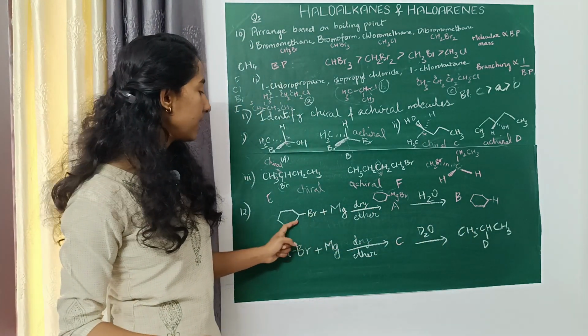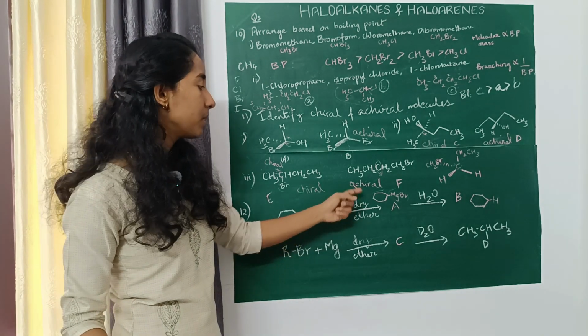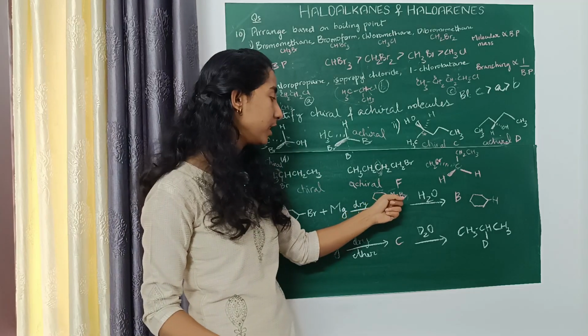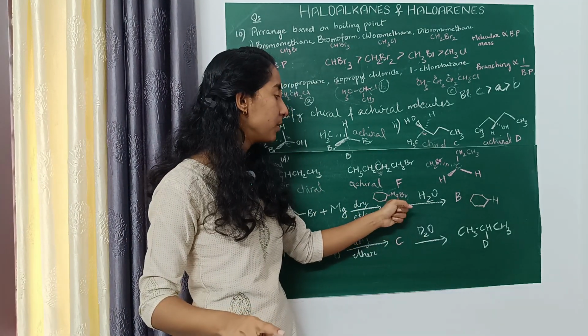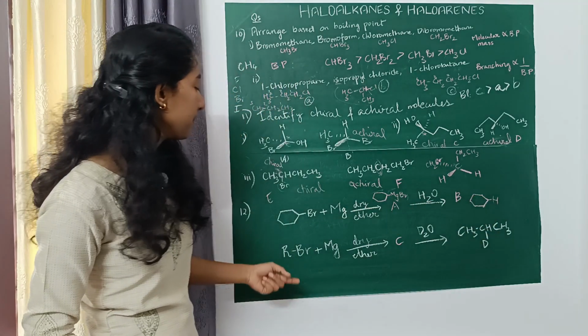So here cyclohexyl bromide reacts with magnesium, in the presence of dry ether, to give this Grignard reagent. So here you have Mg incorporated in between, and then when you treat it with water, this MgBr is removed and you get hydrogen over there. So you get cyclohexane.